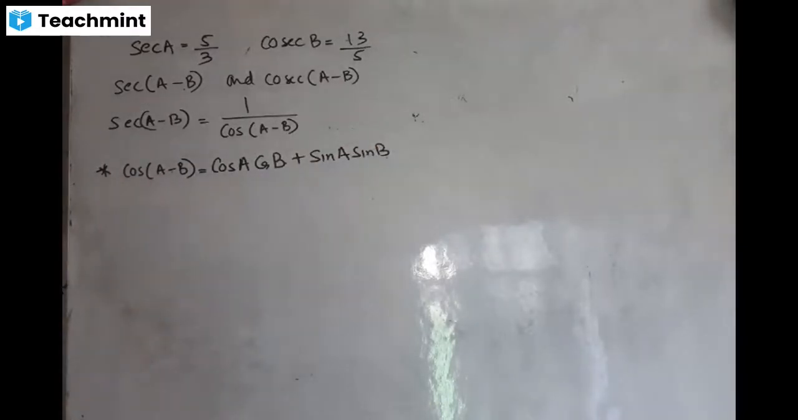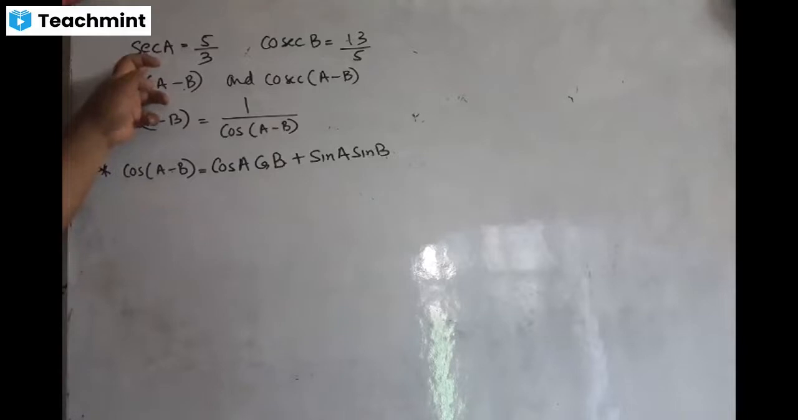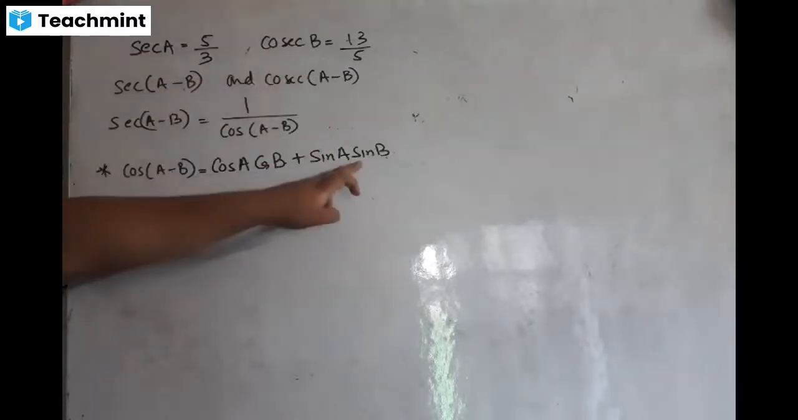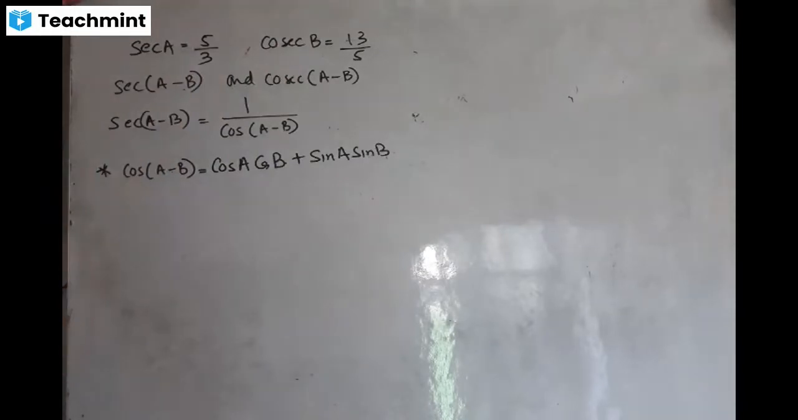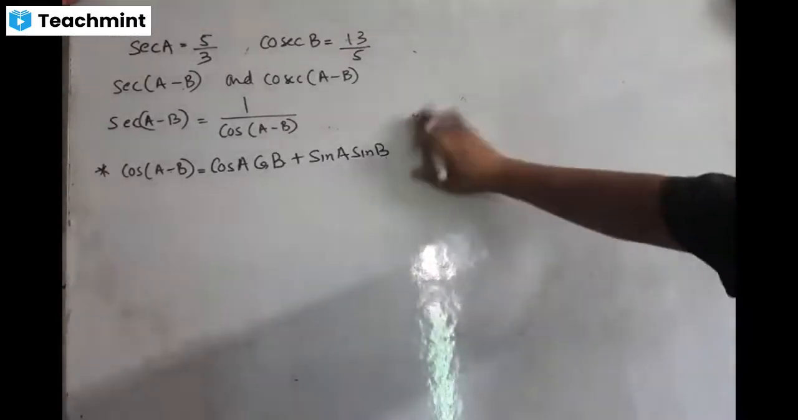But as you can see, in the formula you need cos A, but sec A is given. You need sin A, but sec A is given. You need cos B, but cosec B is given. And you need sin B, but cosec B is given. So we are going to use the Pythagoras theorem for this. Is that clear, everyone? Okay. So please help me out with the Pythagoras theorem. What is given?